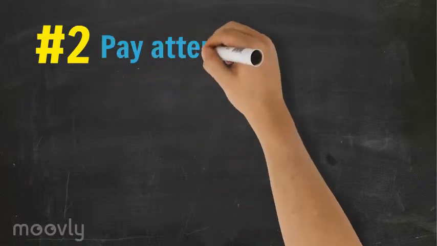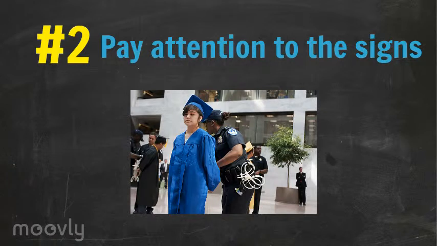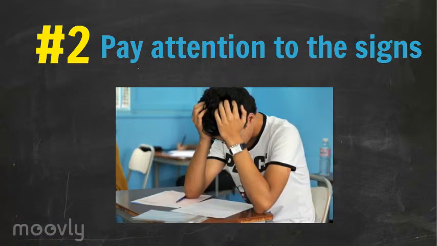Number 2, pay attention to the signs. Undocumented students are often reluctant to share their immigration status with college staff, faculty, and administrators in fear of deportation and discrimination. As a result, most undocumented students are unaware of the programs and services that may assist them or receive incorrect information about resources that are available to them.